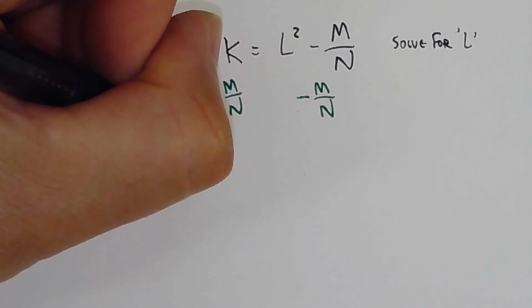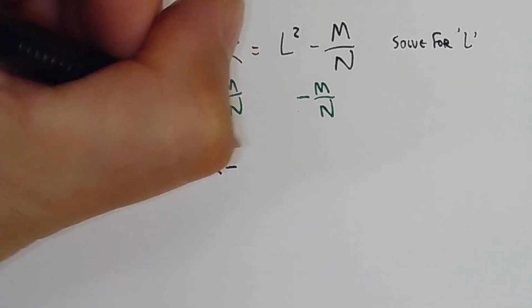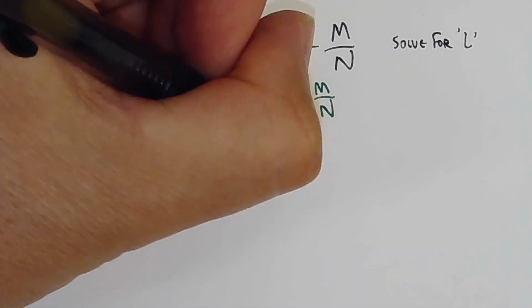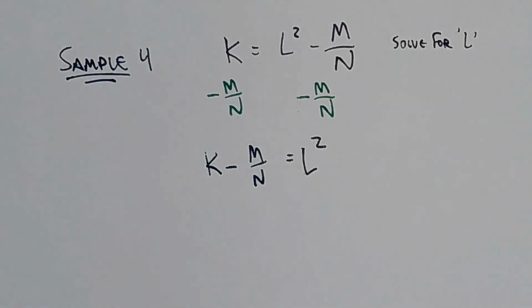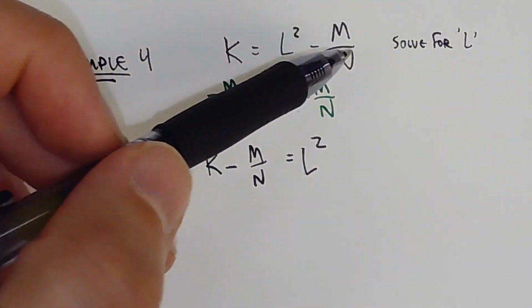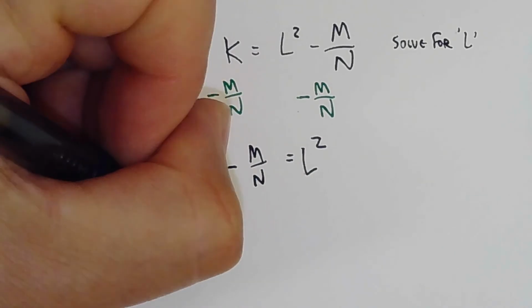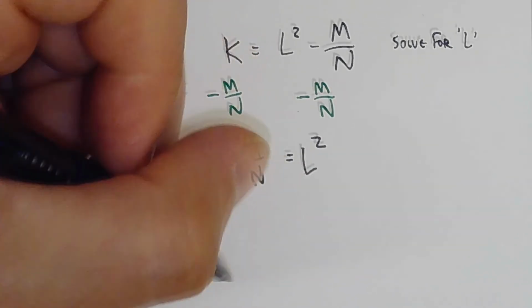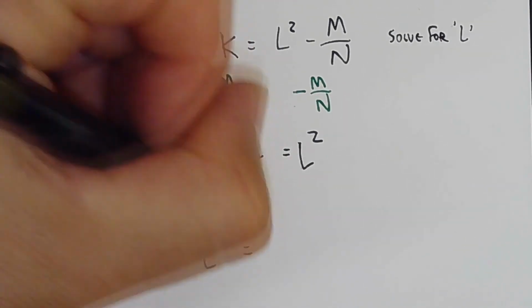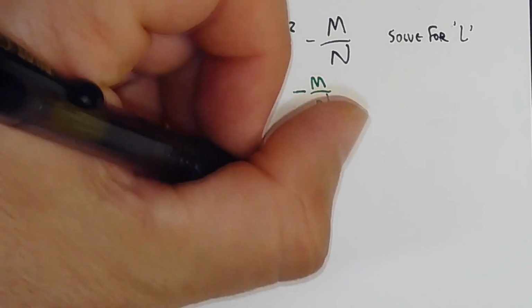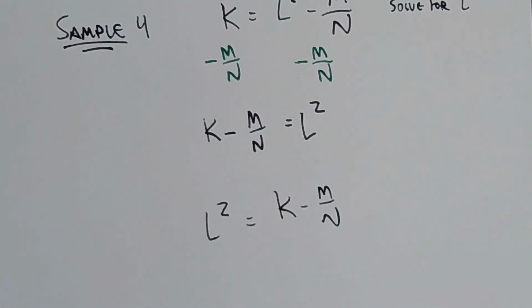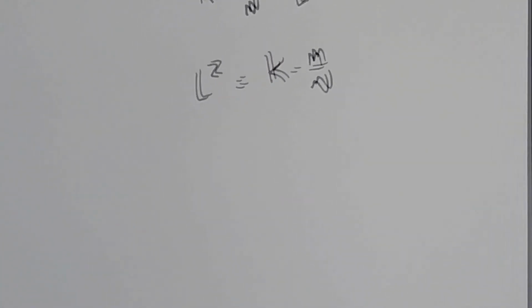So we have k minus m over n equals L squared. That's not our answer, by the way, but we're closer to the answer. Don't even worry about breaking up that fraction. Just move it all over in one chunk. I'm going to just flip this over real quick because that's what I like to do. So L squared equals k minus m over n. This is not our final answer because we are asked to solve for L, not L squared.